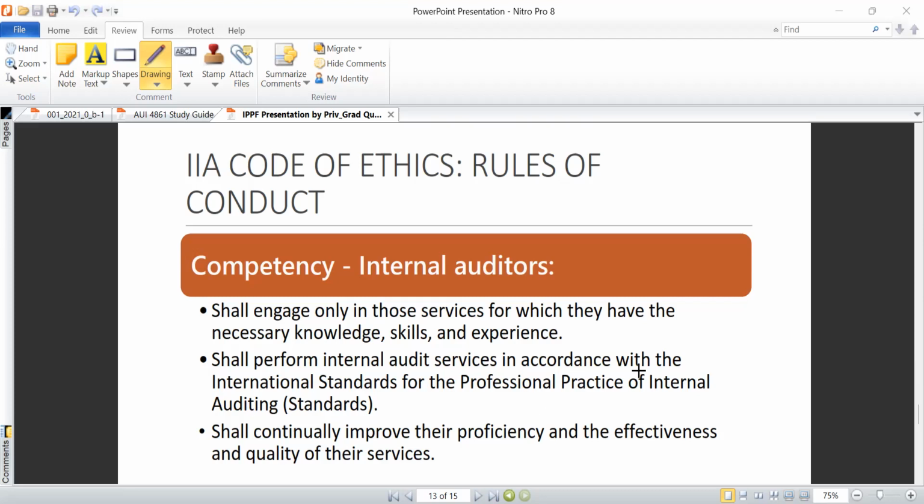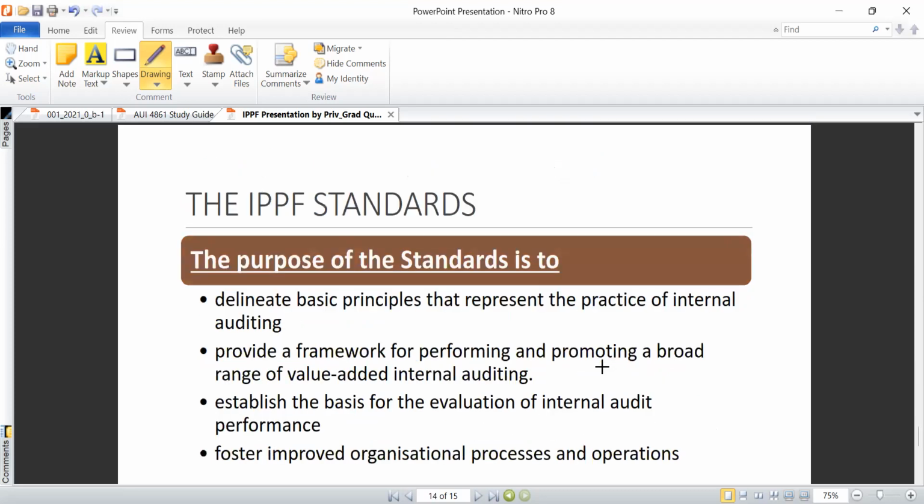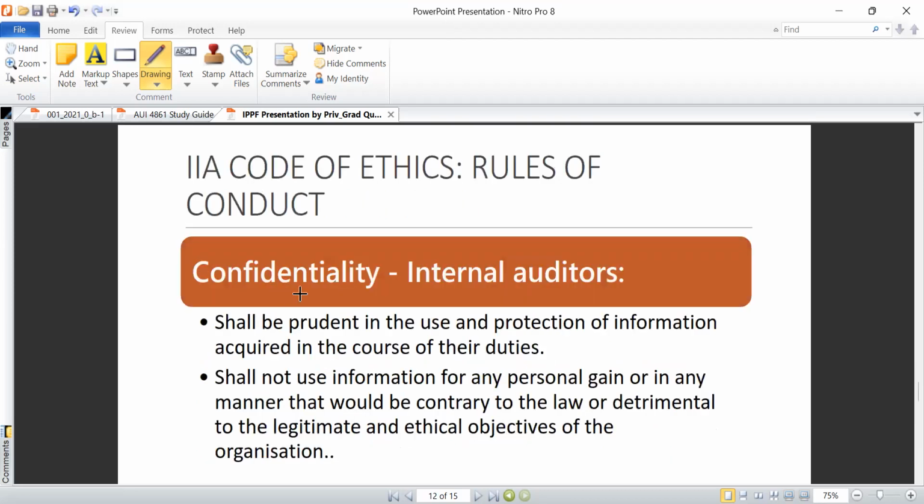Then the last one, sorry, I think I skipped confidentiality. Confidentiality has got two important rules of conduct. With confidentiality, the first one is that internal auditors are expected to be prudent with the use and the protection of information which they've gathered in the course of performing their audit duties. And very important, we are not allowed to use the information for personal gain or in any manner that is not in line with the law.